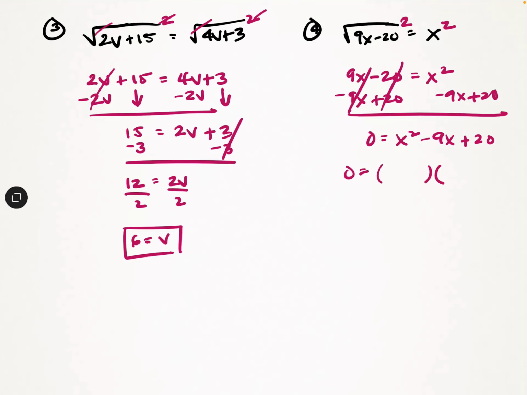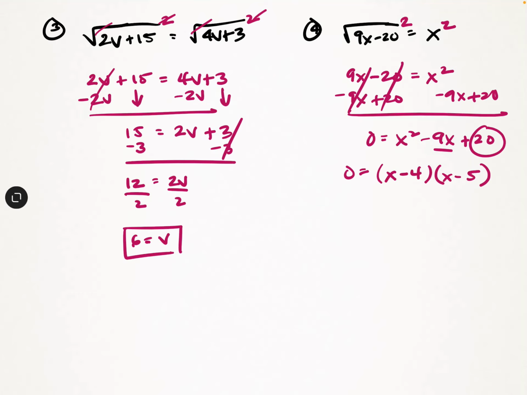Let's get into our factoring. So we're looking at what multiplies to get 20, adds to get negative 9. So that would be negative 4 and negative 5. Because negative 4 times negative 5 is 20. Negative 4 plus negative 5 is negative 9.